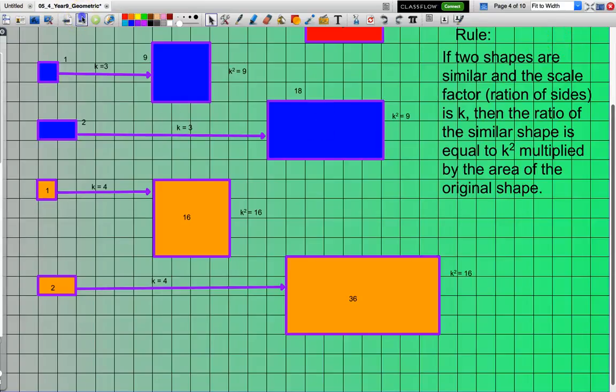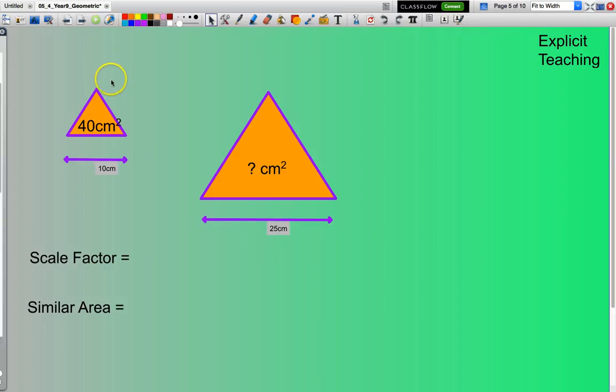Okay, we have two triangles here. They are similar. Side length 10, area 40 centimetres squared. Similar triangle, side length 25. Area, well, we don't know what that is. That's what we have to calculate. So what I need to do is work out the scale factor. What am I multiplying that length by to give me 25? Well, quite simple. It's 25 divided by 10, which equals 2.5.